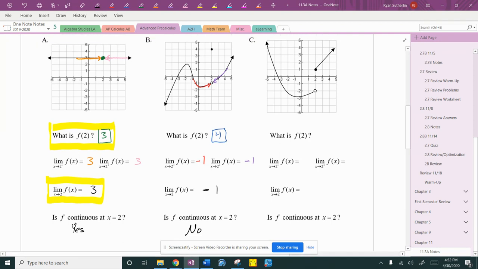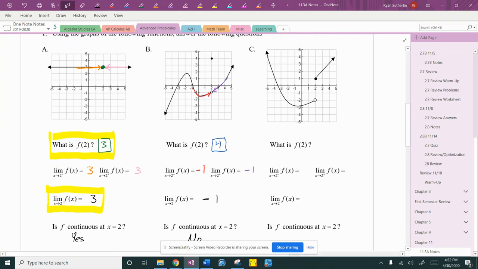All right, final question. f of 2 on this graph. Well, f of 2 is defined here. It's sort of that filled in point, so that's 1. Now my limits. So as I approach 2 from the left, I'm getting closer and closer to -2.